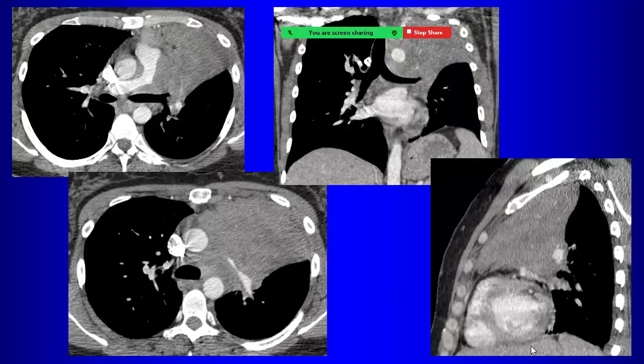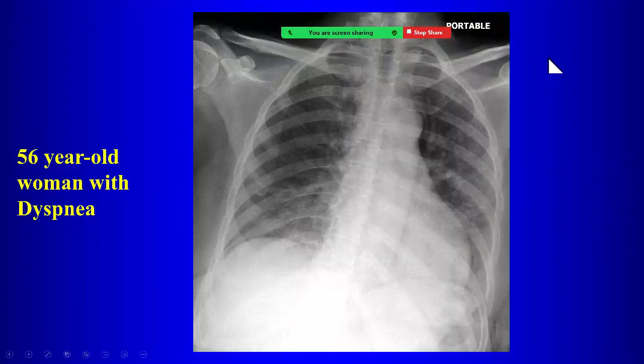All right, so we're going to continue our discussion of ER findings. And again, this is geared towards the R1 and the R2 residents. So this is our next case.